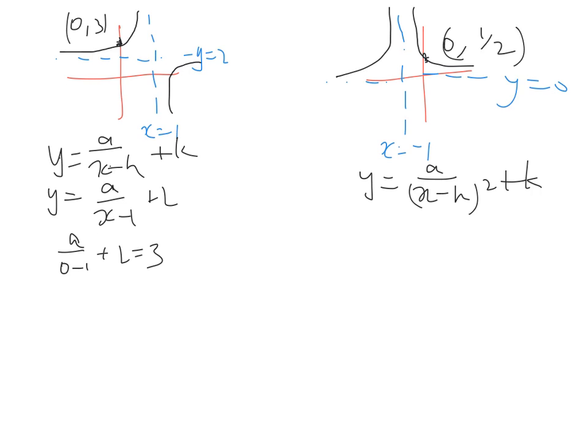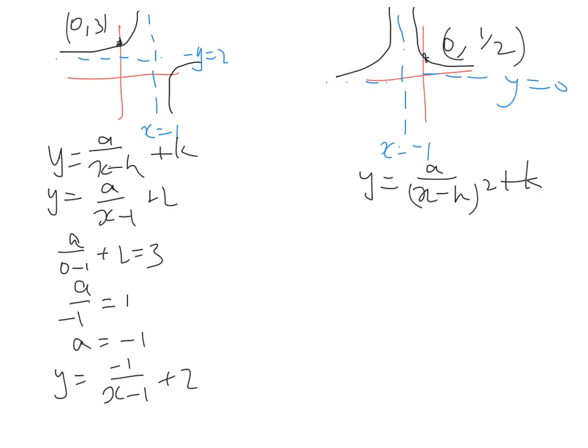So we simplify this, we end up with a over negative 1 equals 1, and from there a equals negative 1. So our equation is y equals negative 1 over x minus 1 plus 2.